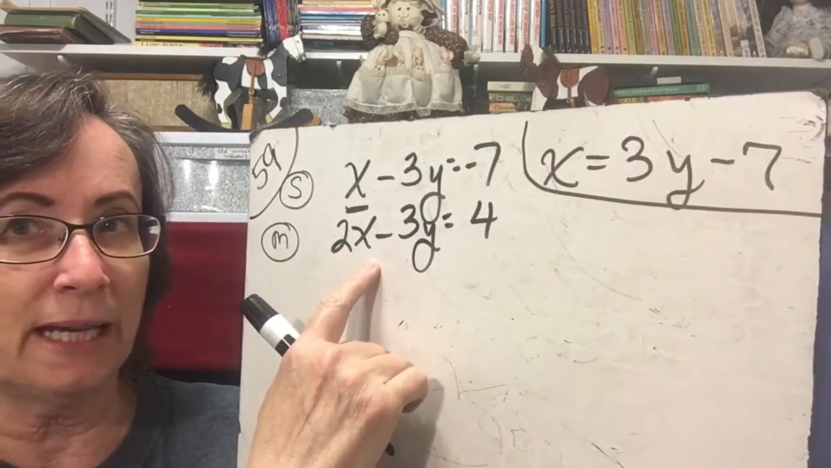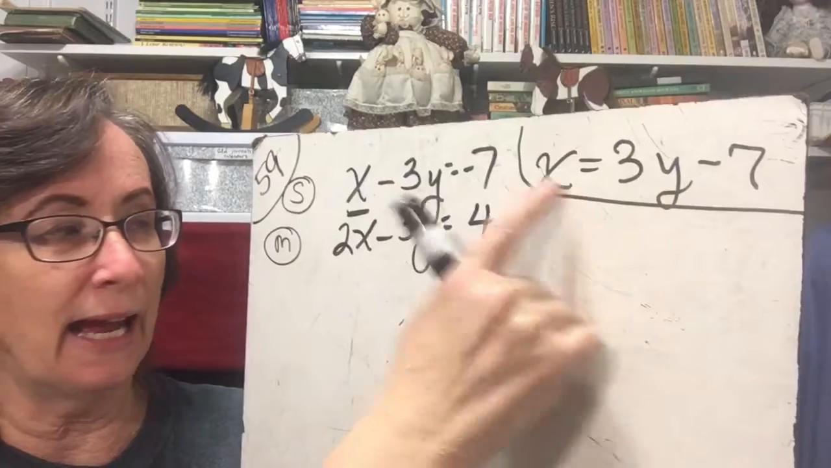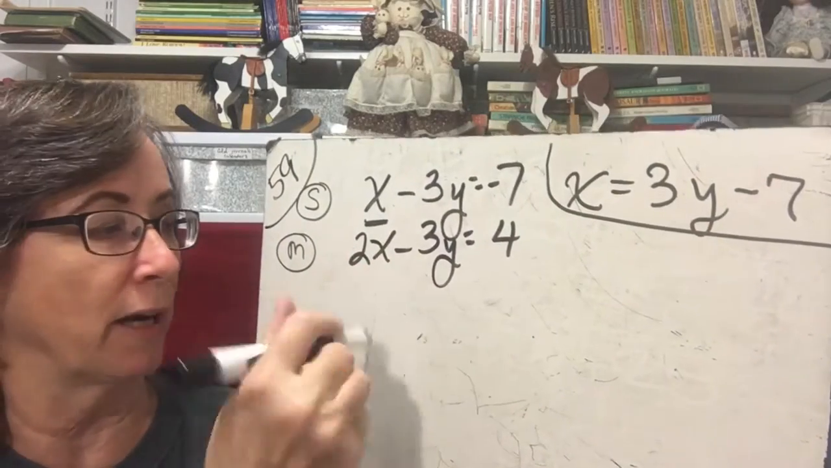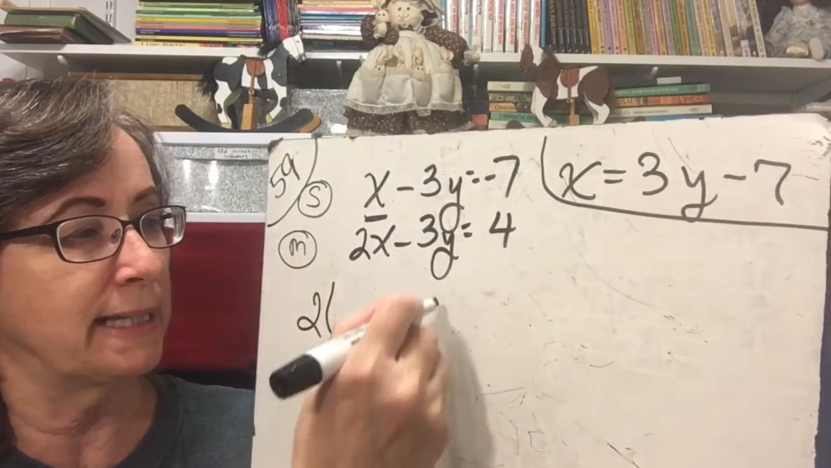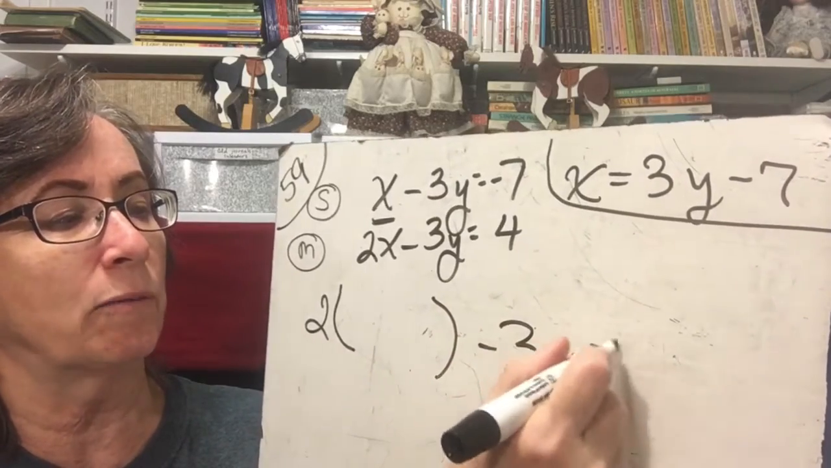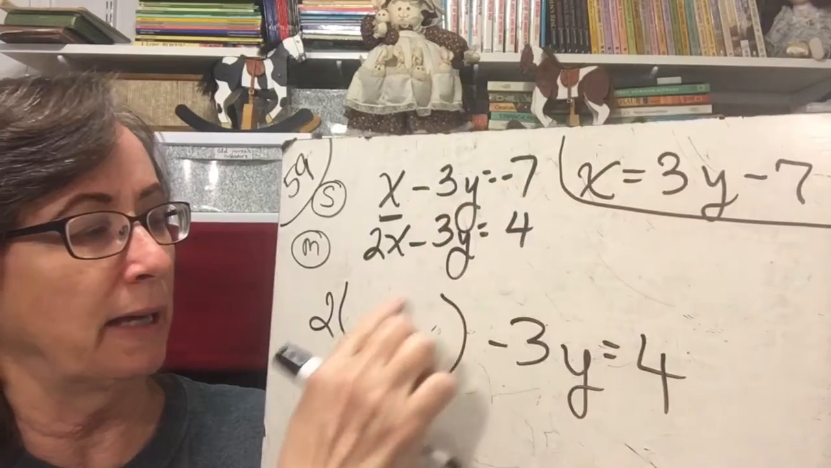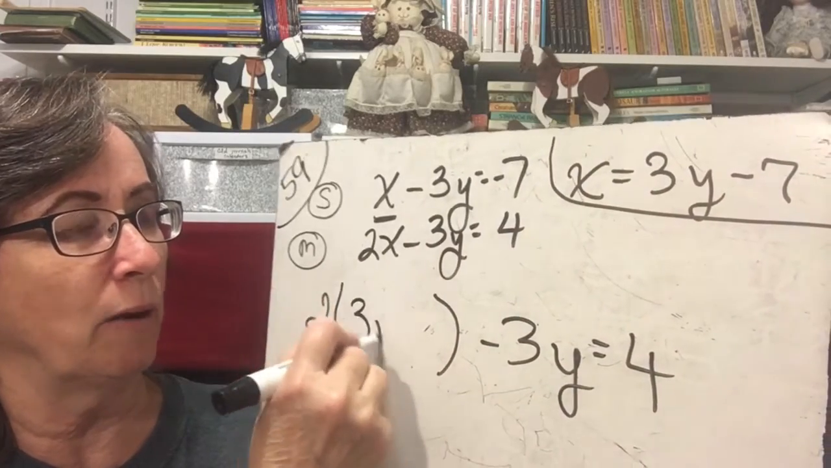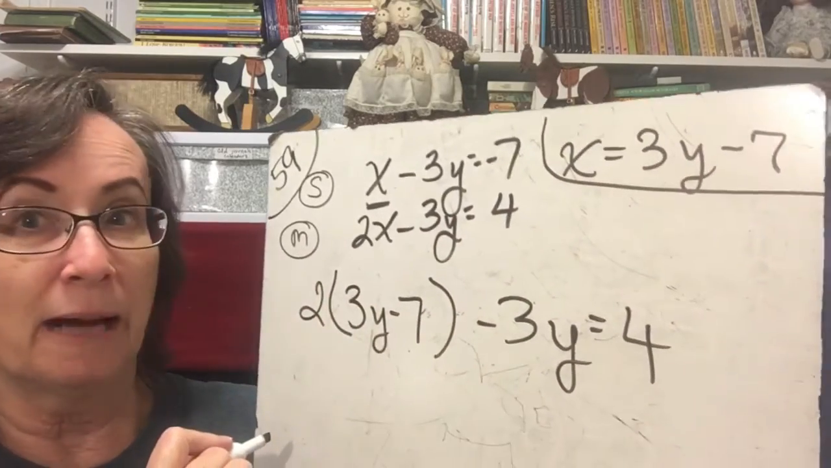We're going to take our main equation. Since we're subbing in an x, we're going to leave a spot for it. So 2 parentheses, there's my big X, minus 3y equals 4. I sub in my x, which is 3y minus 7. I'm going to solve for y.